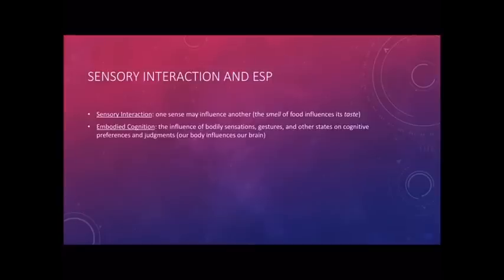And then when it comes to embodied cognition, this is the last thing that I want you to write down on your worksheet. Next to embodied cognition, write down, your body is affecting your brain. So a sensation is affecting a perception. Your body is affecting your brain. So you have a sensation that is affecting your perception. So embodied cognition is when a bodily sensation influences your cognitive preference or judgment.